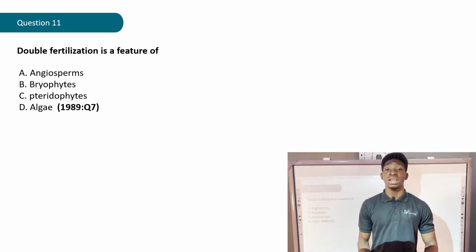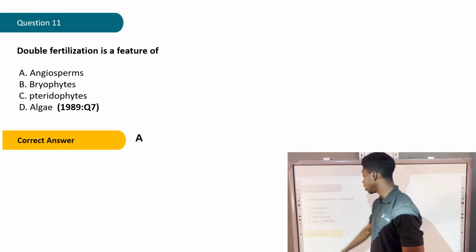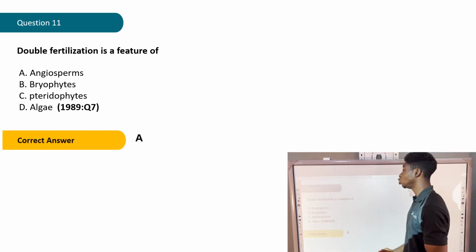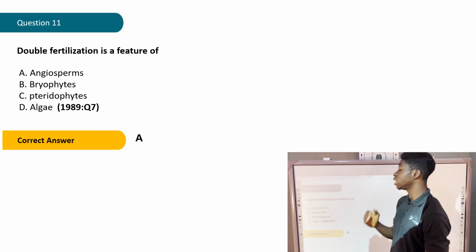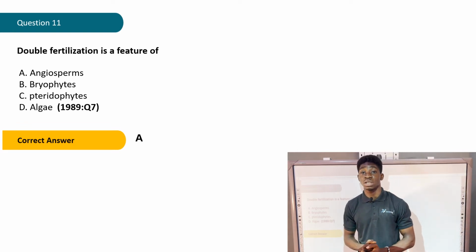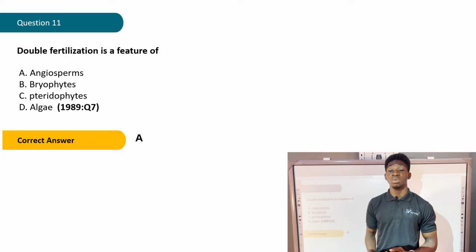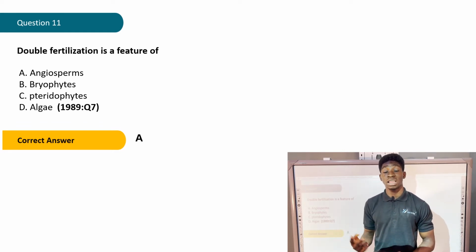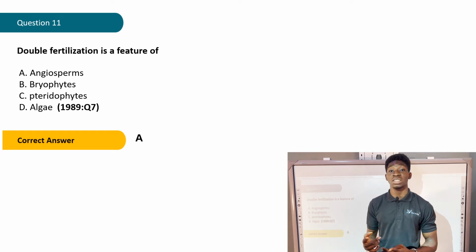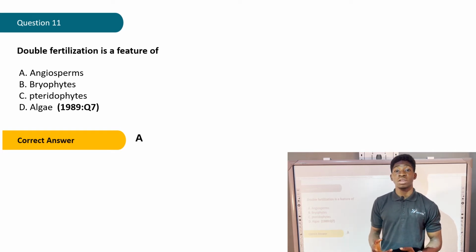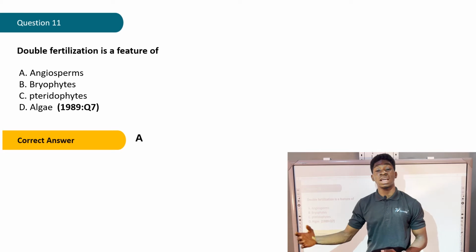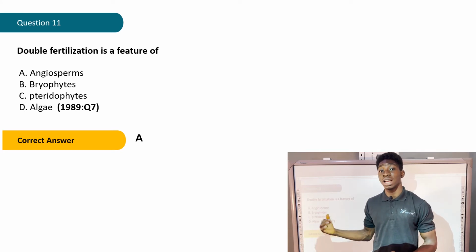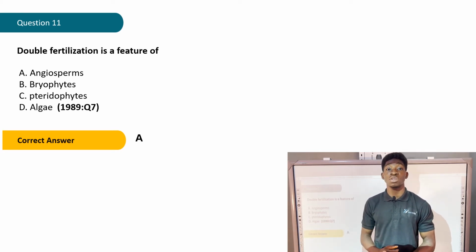Now let's check what the correct answer says. The correct answer is A, angiosperms. Double fertilization is particularly a feature of the angiosperms. One of the fertilizations is for the endosperm. That's why we have double fertilization, which means two fertilizations. One will be for the endosperm and the other one for the egg. That's why we have two fertilizations in angiosperms, and that's a feature of angiosperms only.